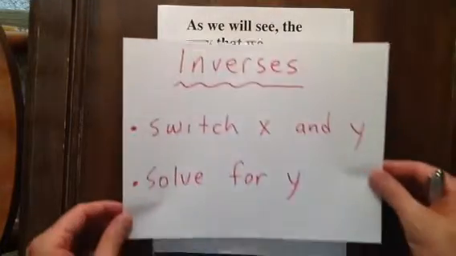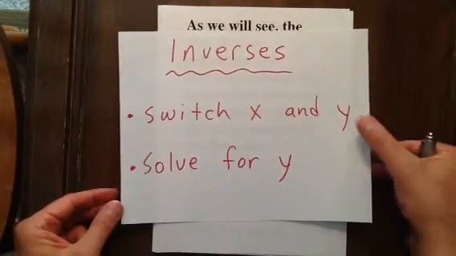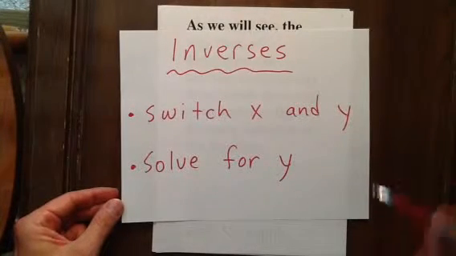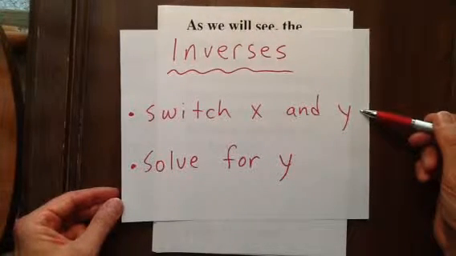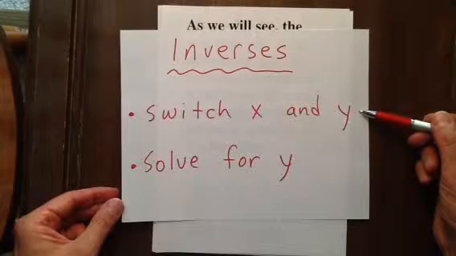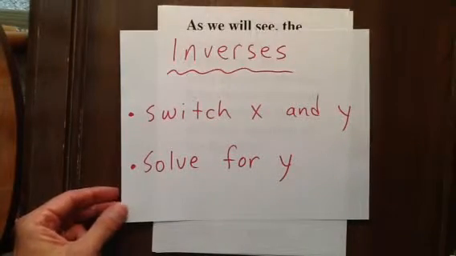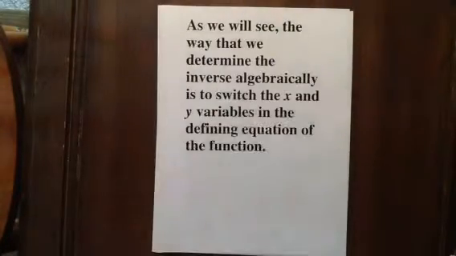The fundamental idea behind an inverse is this: switch x and y, solve for y. So if it's the coordinates of a point, simply switch x and y. If it's an algebraic equation, switch x and y and then solve for y. But the fundamental idea is to switch x and y.